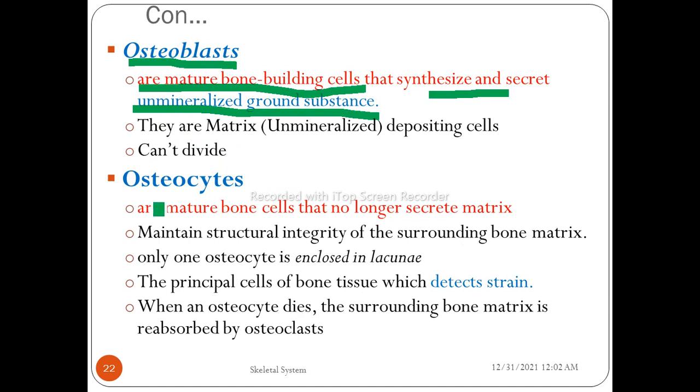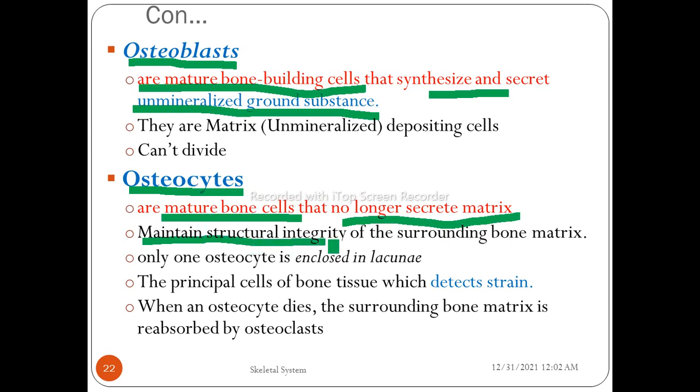The third cell is the osteocyte. Osteocytes are already mature bone cells. They no longer secrete matrix. Osteoblasts are matrix secreting cells, and they form mature bone cells, called osteocytes. But osteocytes are already mature, so they no longer secrete matrix. These osteocytes maintain the structural integrity of the surrounding bone matrix.